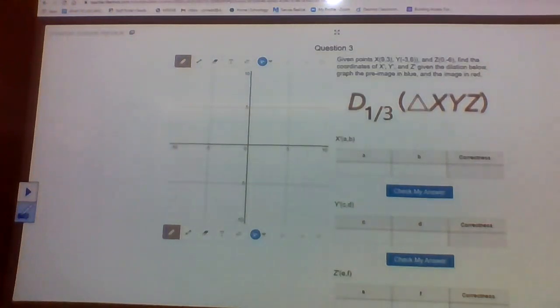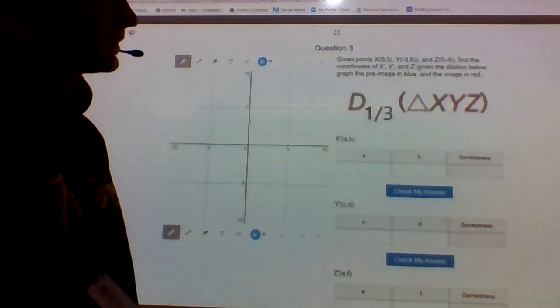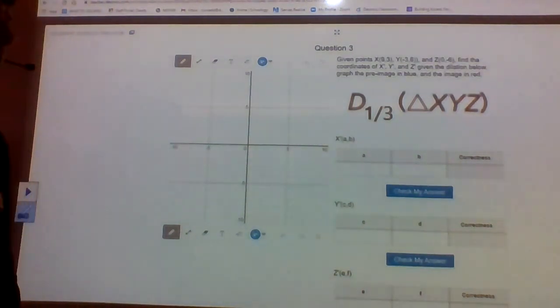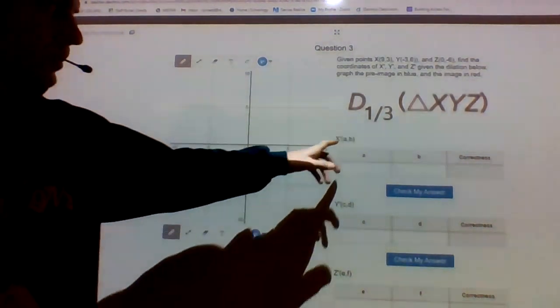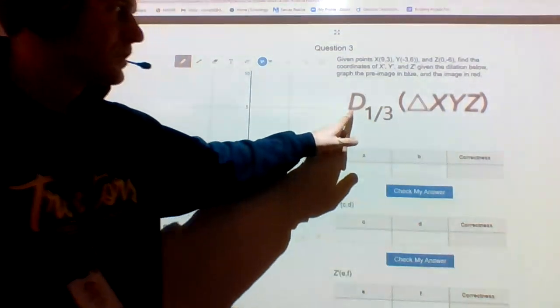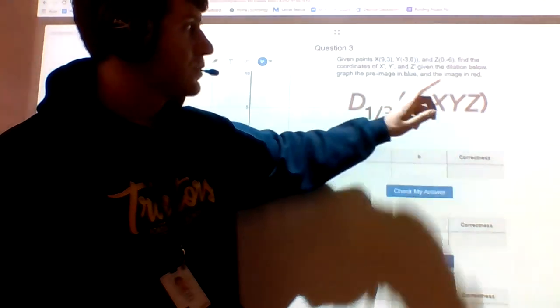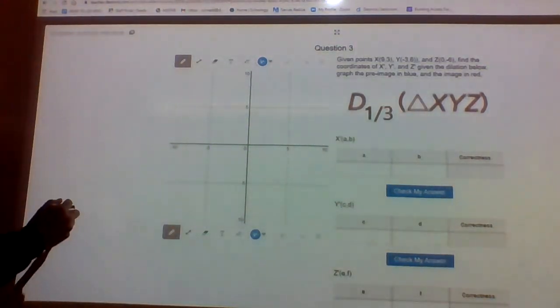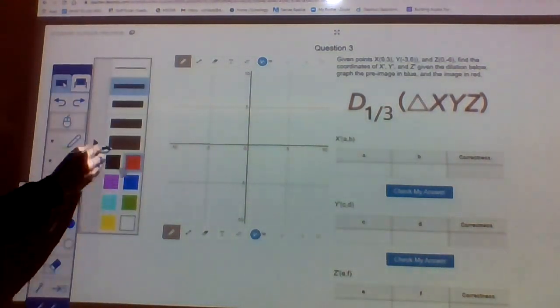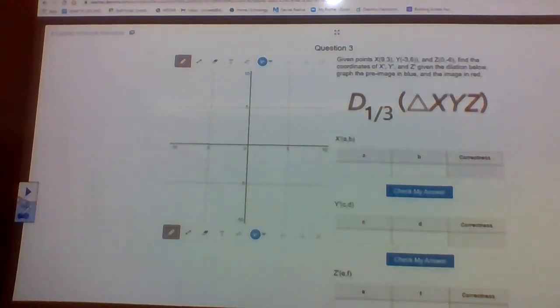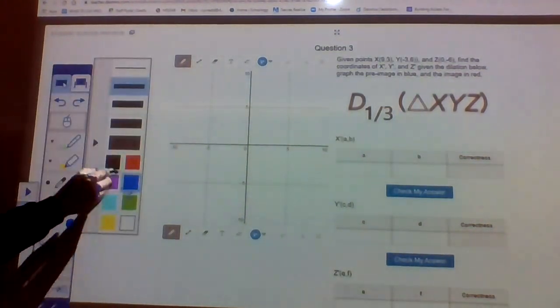All right, the next one here, we have points 9, 3, negative 3, 6, and 0, negative 6. And we want to find the coordinates after we dilate the figure according to this notation here. So we're going to do a dilation with a scale factor of 1/3 to triangle XYZ. So I'm going to first graph triangle XYZ in blue. Graph the pre-image in blue.